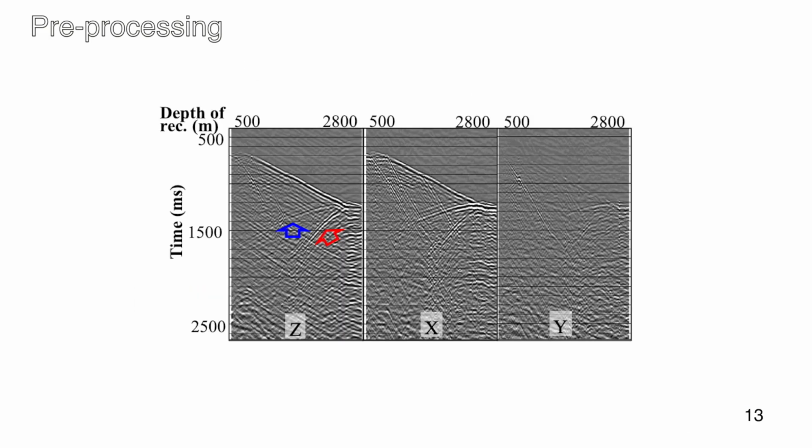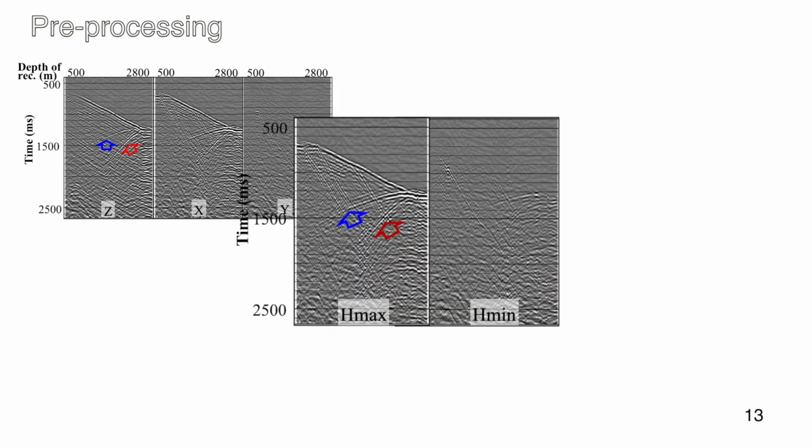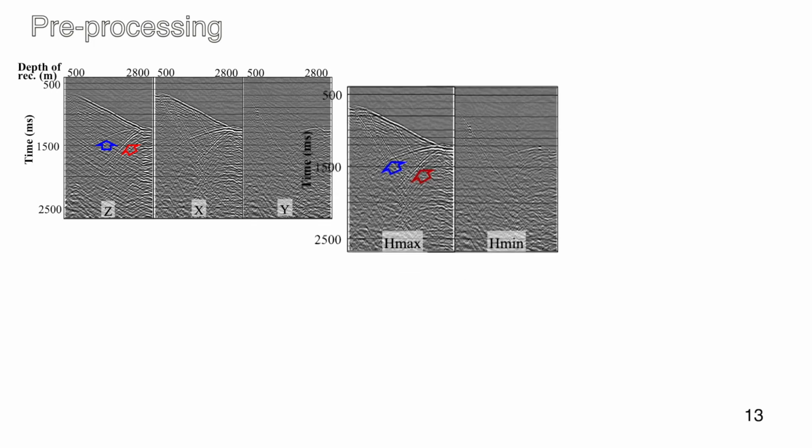Let's look at an example of the separated P and S wave field. Starting with the raw shot gathers, most energies are distributed in Z and X. Clear P and S reflections are seen at the top of the basement. After the first rotation, which is the horizontal rotation, between X and Y components, the downgoing P wave energy was maximized in Hmax channel and minimized in Hminimum channel.